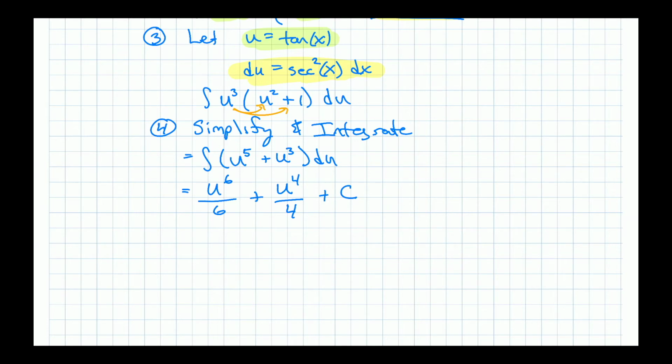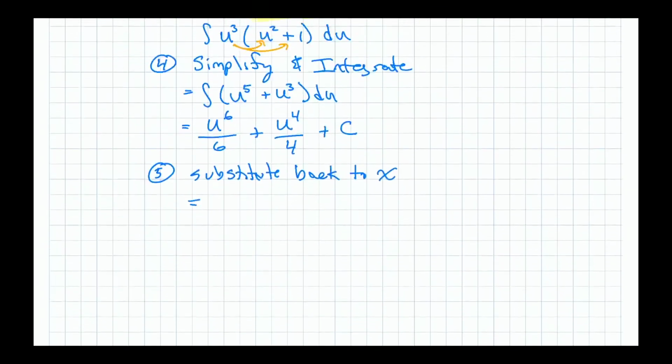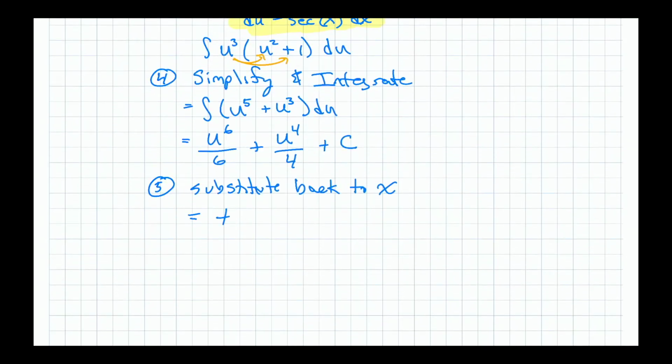Now your last bit doesn't even really need to be numbered here, but you're going to substitute back to the original variable. So substitute back to x. In this case, it's an x. So u was what? Tangent x. So you're going to have tangent to the 6th x over 6 plus tangent to the fourth x over 4 plus a constant. Okay, so that was our first example here.